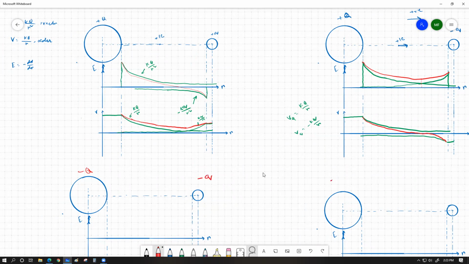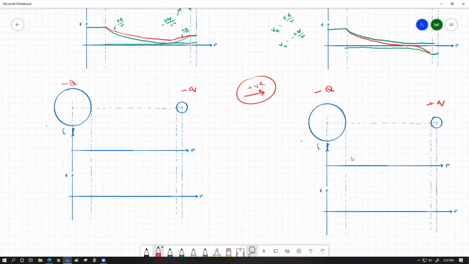The other one can happen for minus Q plus Q. Now, considering towards right as positive, I want you kids to try to draw these two graphs to the best of your capability. Someone raise their hand.